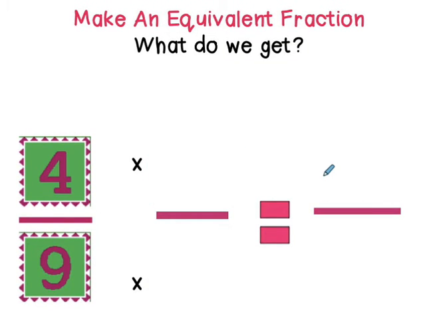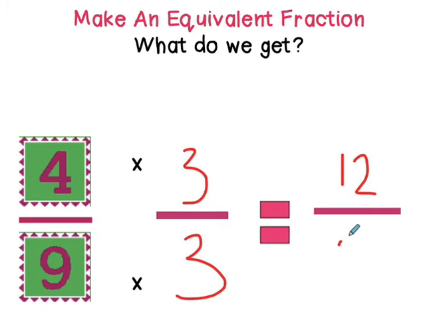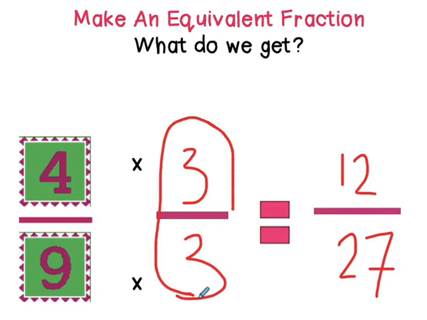Now we have the fraction 4/9. Let's say that I want to find an equivalent fraction, and I want to use 3/3. 4 times 3 is 12, and 9 times 3 is 27. So 4/9 and 12/27 are equivalent fractions because I multiplied them by a fraction equal to 1, 3/3.